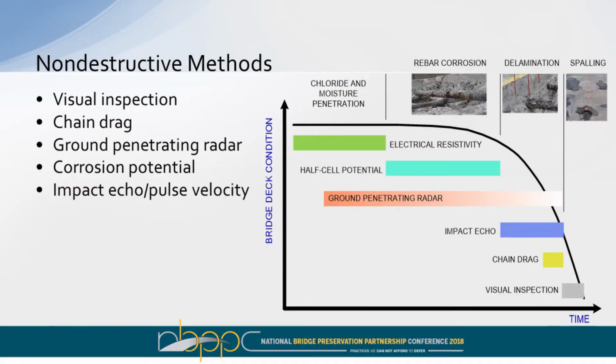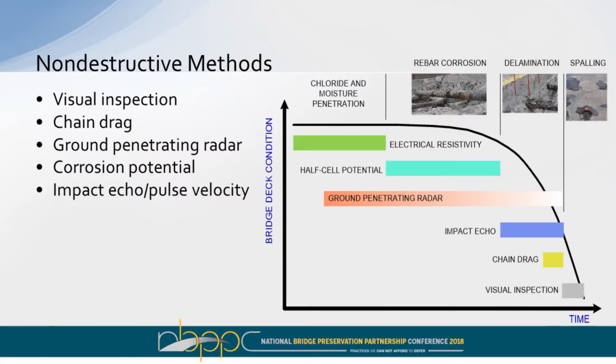Those are destructive methods. What are some of the non-destructive methods that we use to evaluate bridges, especially bridge decks? Well, visual inspection is a form of non-destructive testing. Chain drag, ground penetrating radar, corrosion potentials, and impact echo and pulse velocity. These are the things I'm going to discuss in today's talk. One thing to keep in mind is different technologies identify different deterioration states and are more useful at different stages in a bridge's service life.